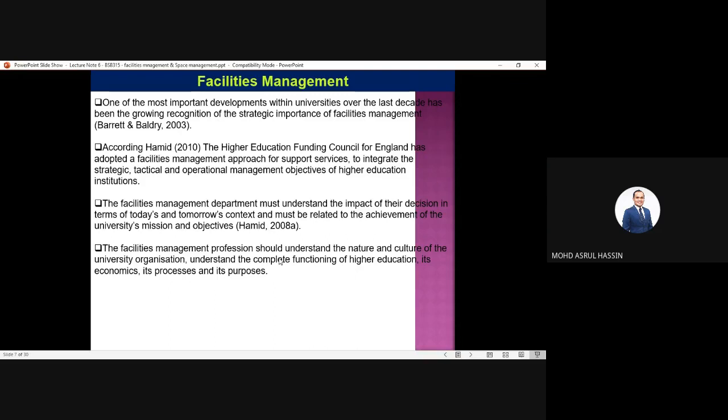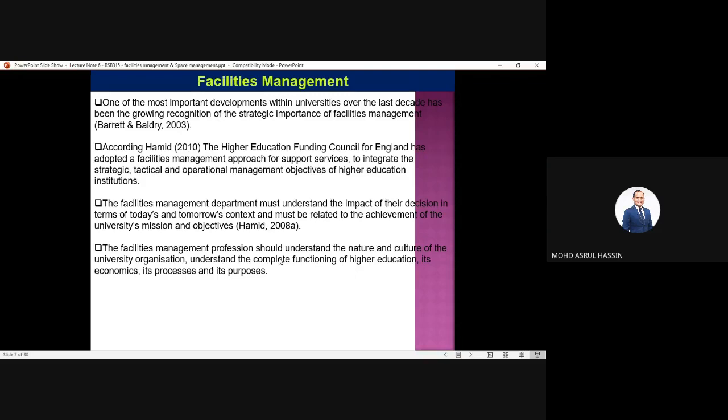And then the facilities management department must understand the impact of their decision in terms of today's and tomorrow's context, and must be related to the achievements of the university mission and objective. Okay, so facilities management is also one part of the organization, to plan and organize the business. Okay, the main business or the primary business.